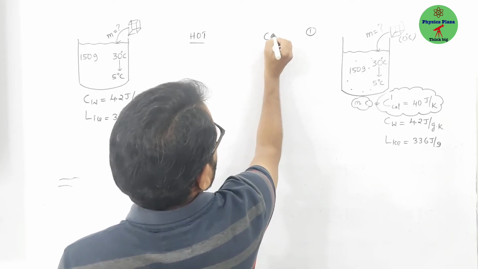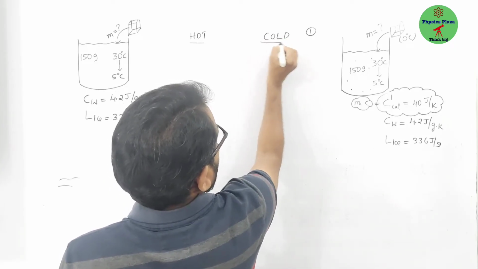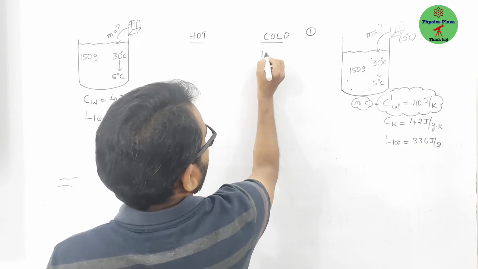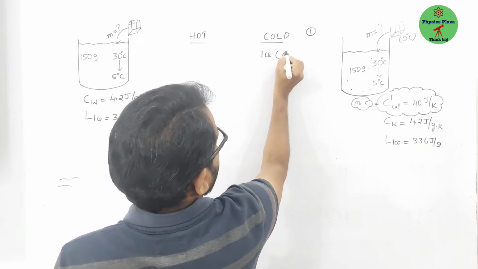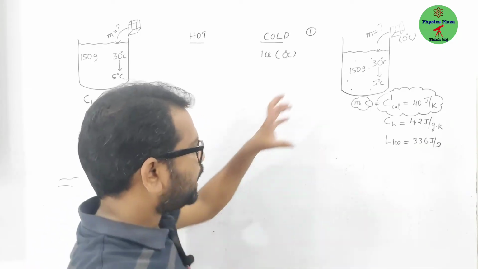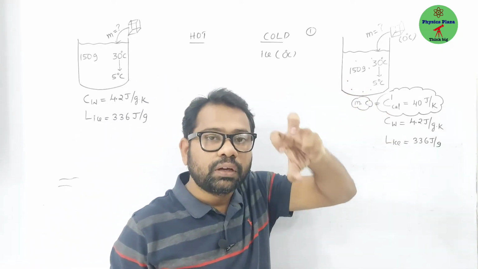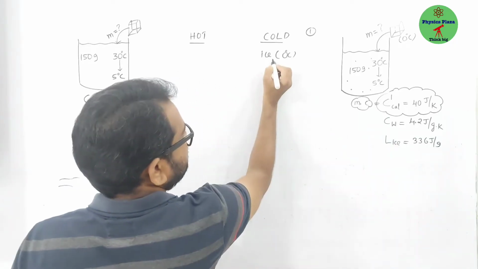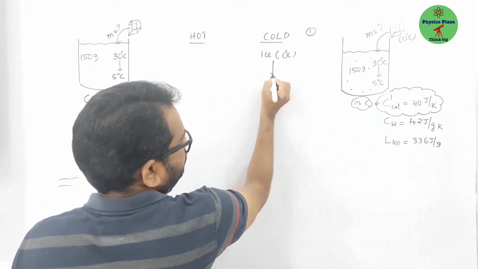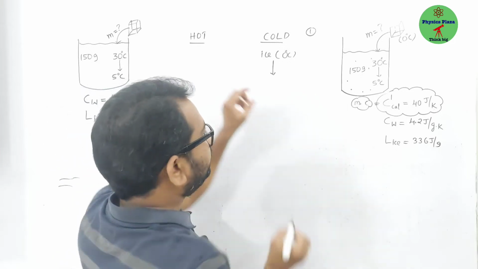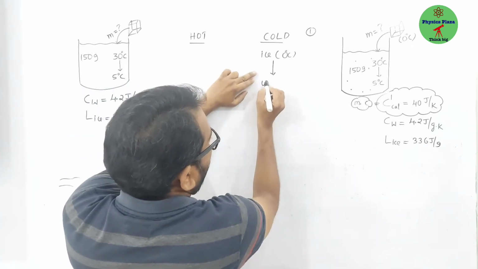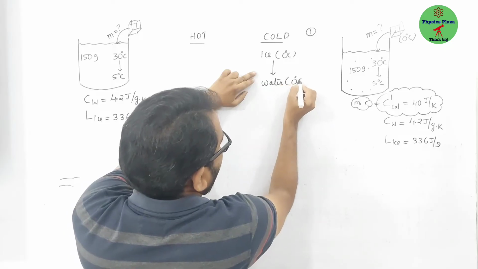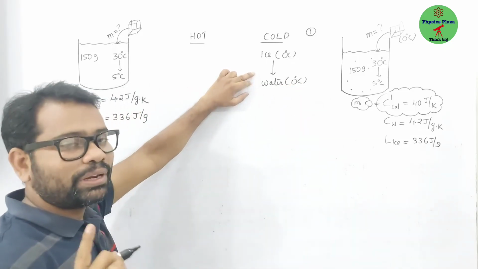Okay. First, children, here we should identify the hot body and the cold body. Now the cold body is no doubt ice only. Try to understand, initial ice is at 0 degrees Celsius. That ice will be gaining heat from the water and calorimeter together, right? Once it absorbs the heat, it will convert into water at 0 degrees Celsius.